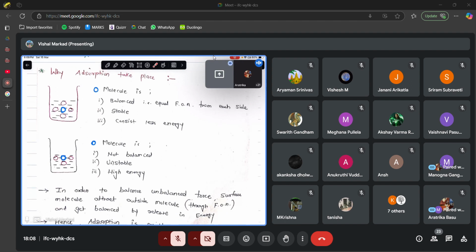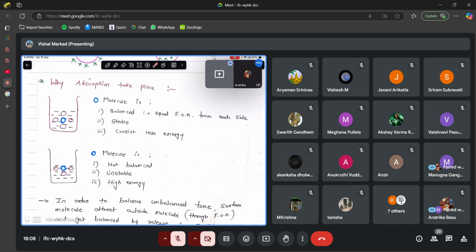Again, I am explaining. Look at it. In the first figure, let's suppose water is there. This one water molecule, the blue one, is surrounded by other water molecules. As it is surrounded by other water molecules, there is equal force of attraction on this blue molecule from all sides. So it is stable, and it has less energy.